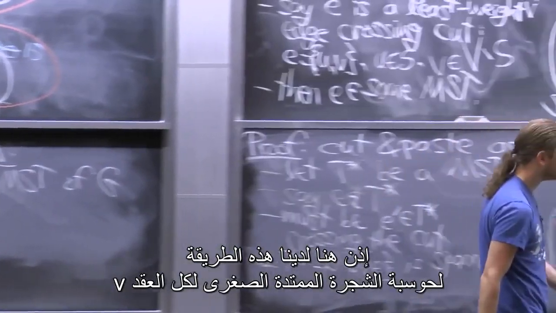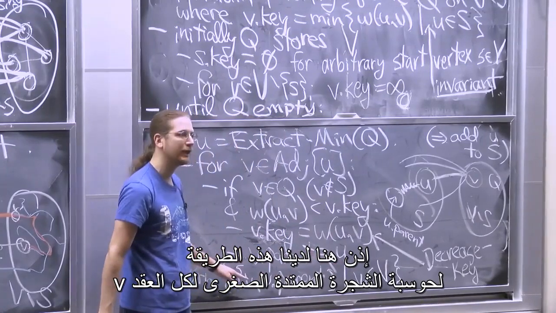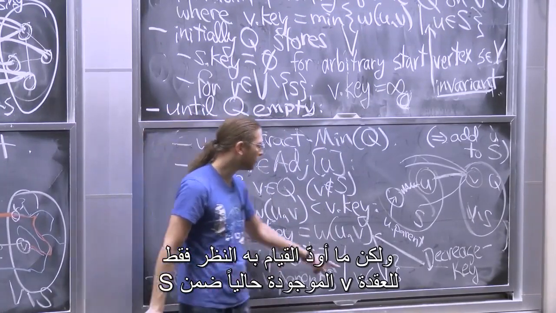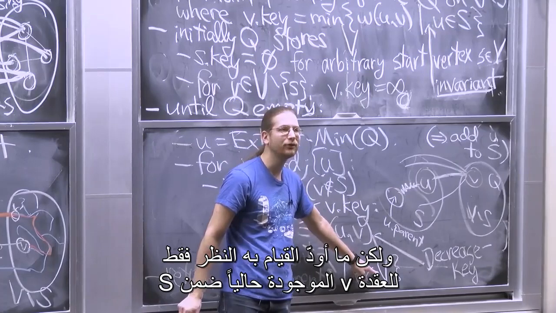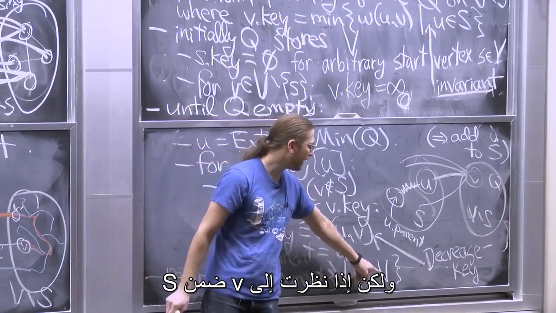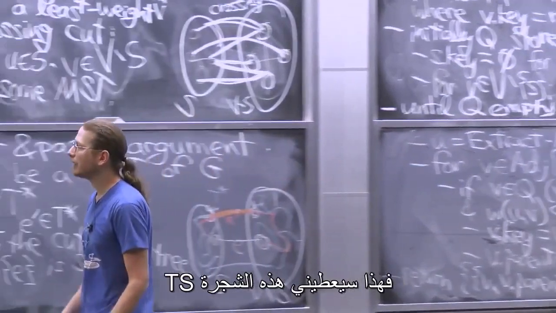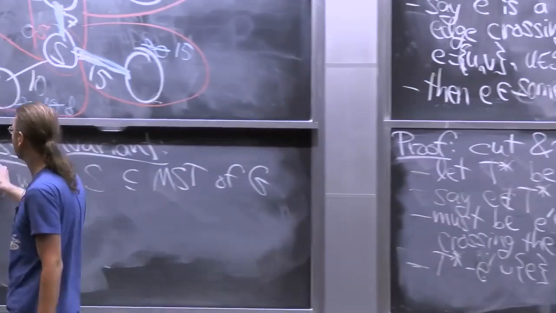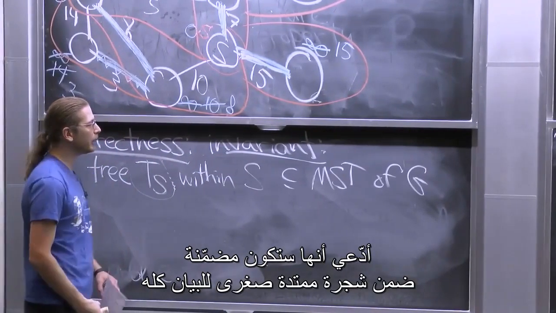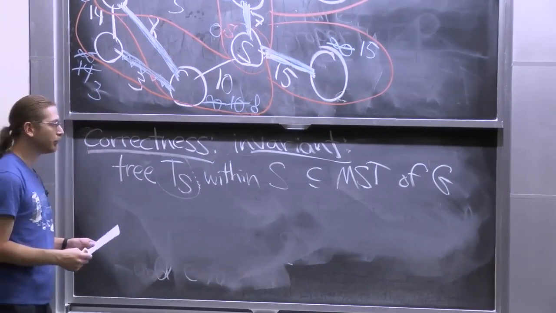So over here, we have this way of computing a minimum spanning tree for all vertices V. But what I'd like to do is just look at V that's currently in S. By the end, that will be the whole thing. But if I look at V in S, and I always look at the edge from V to V dot parent, that gives me this tree T sub S. I claim it will be contained in a minimum spanning tree of the entire graph. Proof by induction.